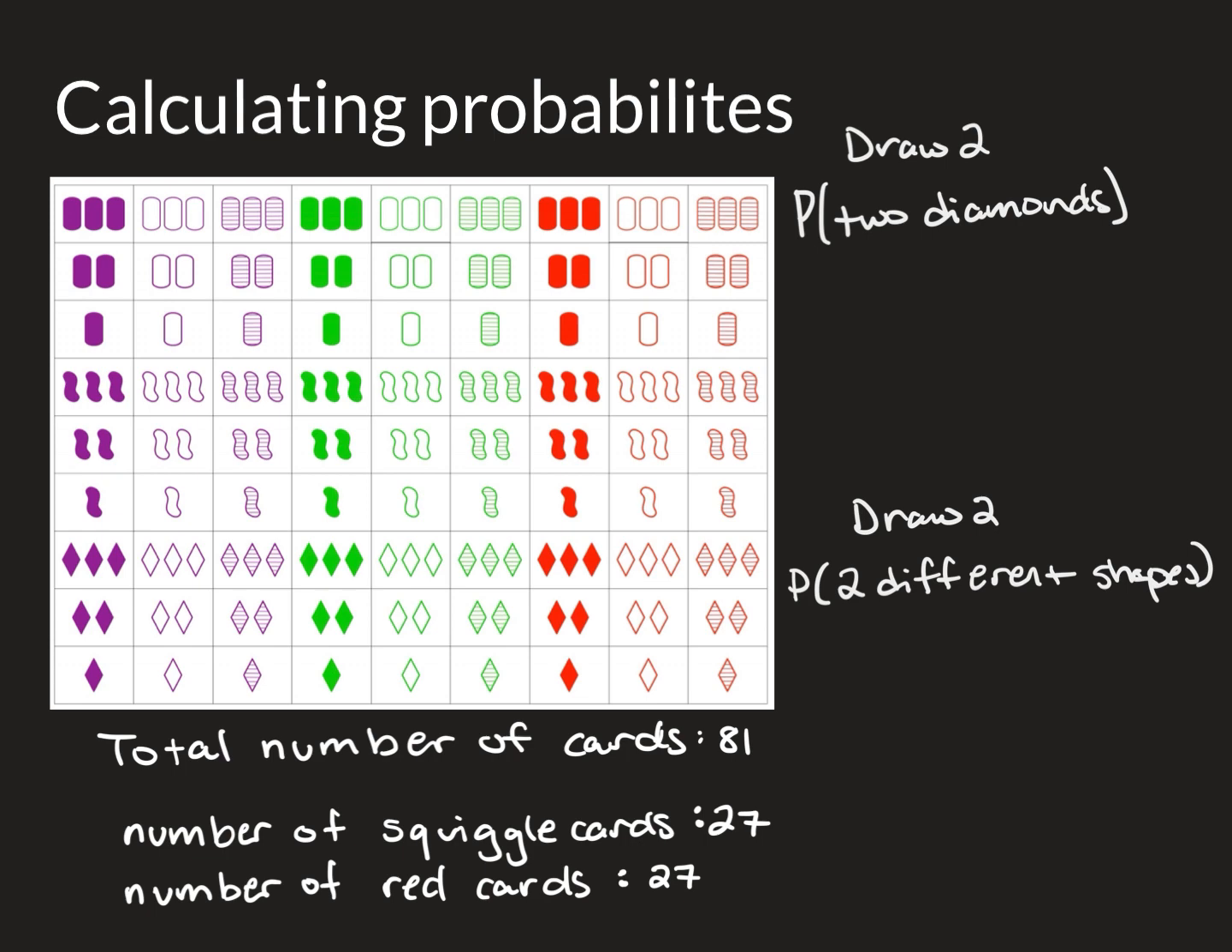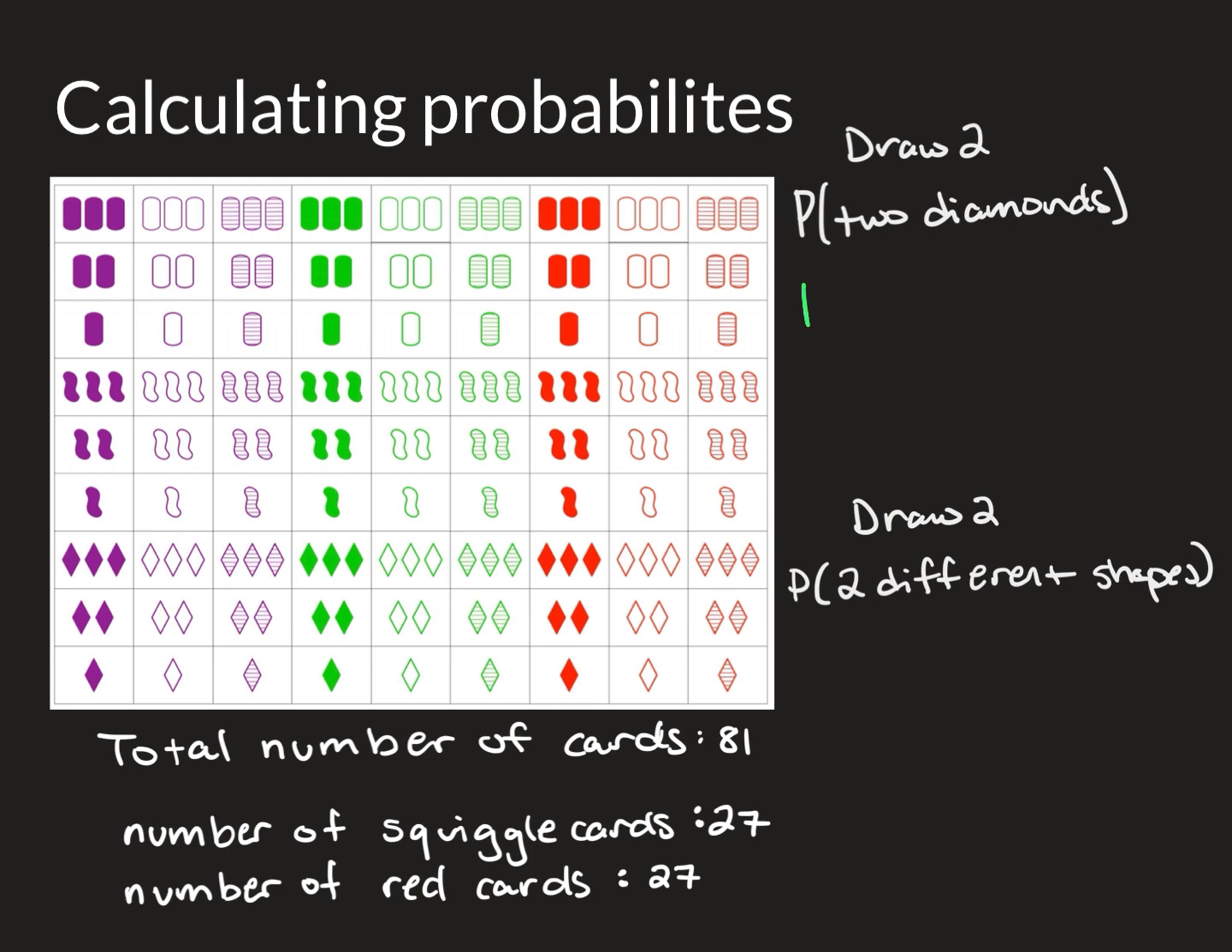Okay, so the two that we're going to try that are a little bit more interesting is we're going to draw 2 cards now instead of just drawing one. All those last 3 we just drew 1. I want to know what's the probability of drawing 2 diamonds, and then we're going to talk about the probability of just drawing 2 different shapes. So these are kind of similar, but there is a difference between them, and we're going to talk about it.